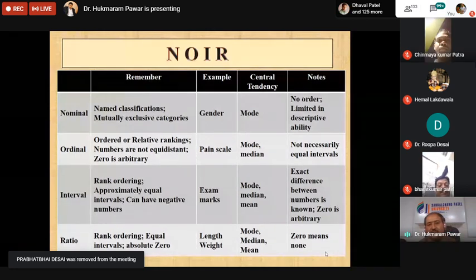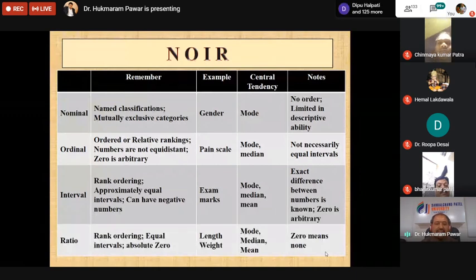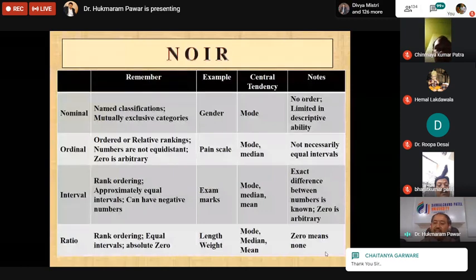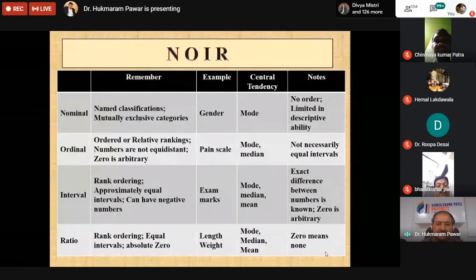This is another presentation which is helpful to understand, and here examples are given: gender, pain scales, exam marks, length and weight. These are the examples, and which central tendency can be used and why it is used is shown in this kind of presentation.